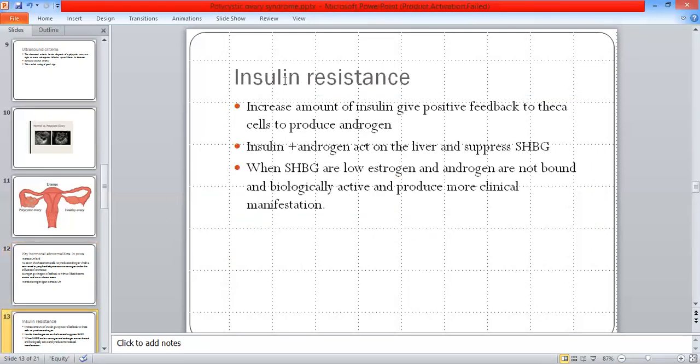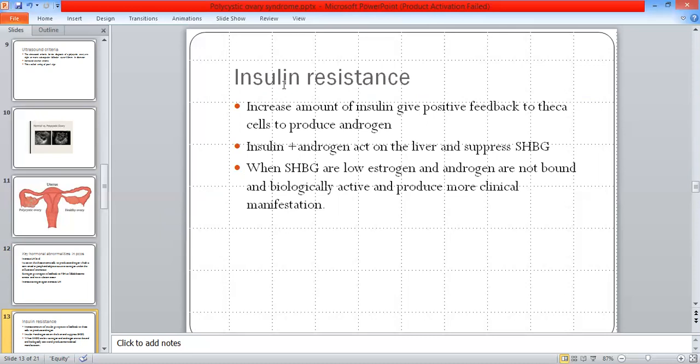Now, the second thing is insulin resistance, which is seen in patients with polycystic ovary syndrome. In insulin resistance, insulin is present, but it is not working. It is present in increased amount, but it is not metabolizing the glucose.